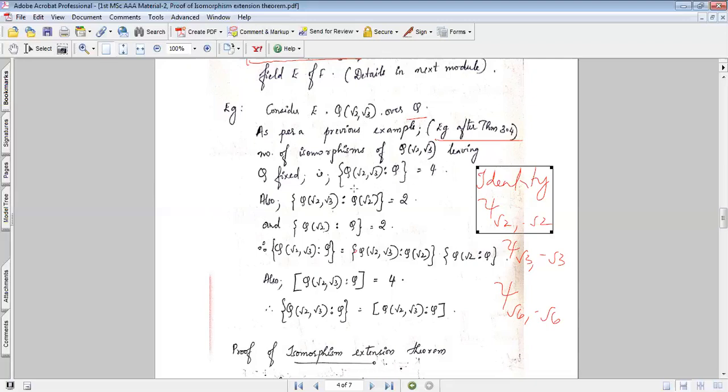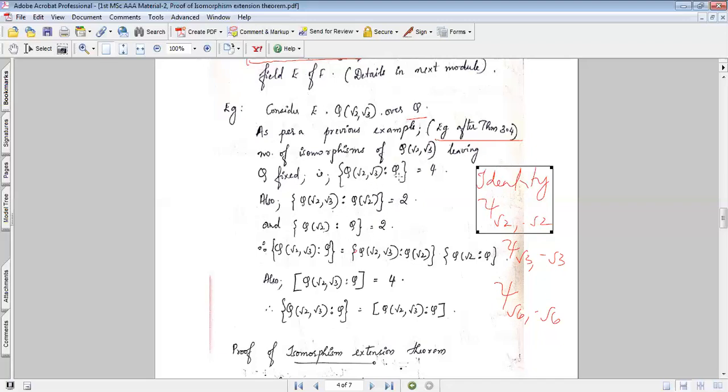And similarly, you can also say that the index of Q(√2, √3) over Q(√2) is 2. That is, the number of isomorphisms of Q(√2, √3) fixing Q(√2) is 2. Those two isomorphisms will be the identity and the other is ψ sending √3 to −√3, because ψ sending √3 to −√3 will always fix Q(√2), isn't it? So that is another isomorphism of Q(√2, √3) which fixes Q(√2). So this is also 2. Similarly, we can also say that Q(√2) over Q also has index 2.